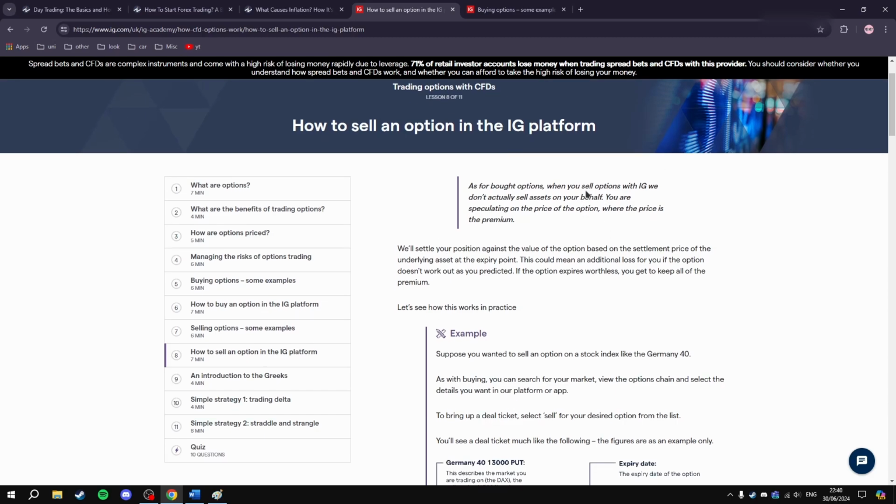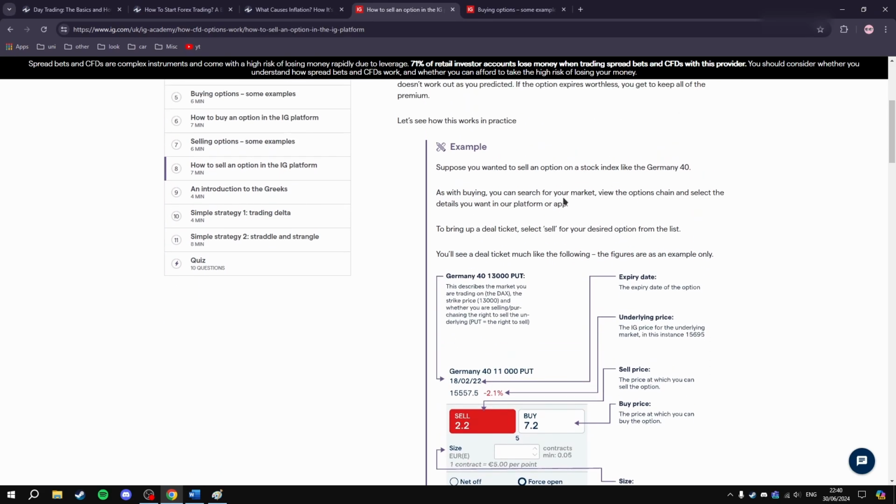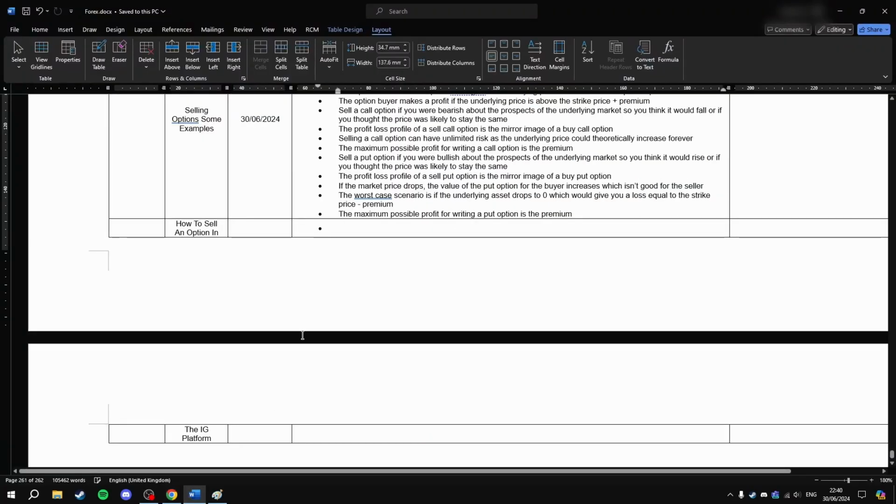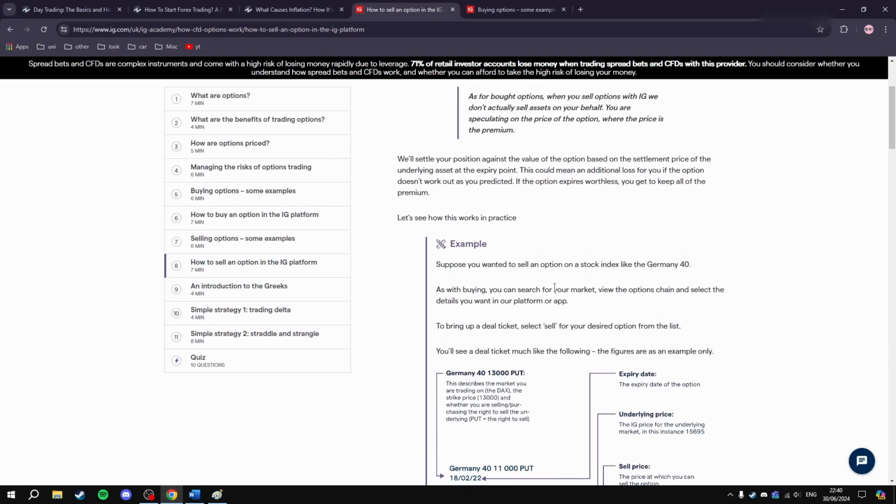We'll settle your positions against the value of the option based on the settlement price of the underlying asset at the expiry point. This could mean an additional loss for you if the option doesn't work out as you predicted. If the option expires worthless, you get to keep all the premium. Let's see how this works in practice. But that has to wait until the next lesson.